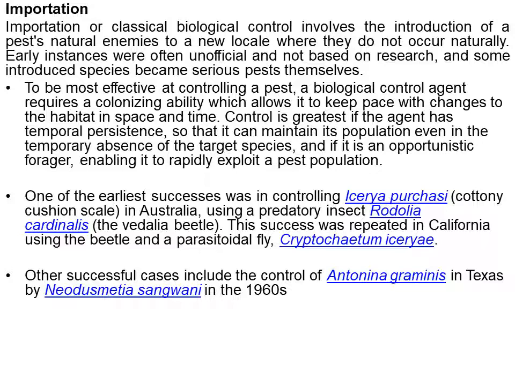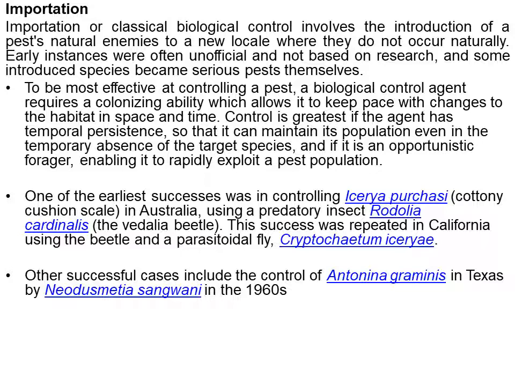To be most effective at controlling a pest, a biological control agent requires a colonizing ability which allows it to keep pace with changes to the habitat in space and time. Control is greatest if the agent has temporal persistence so that it can maintain its population even in the temporary absence of the target species, and if it is an opportunistic forager, enabling it to rapidly exploit a pest population.